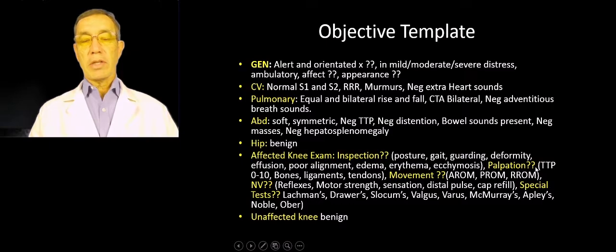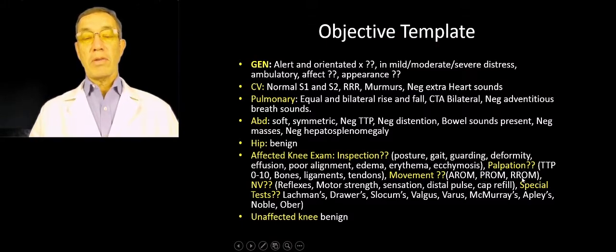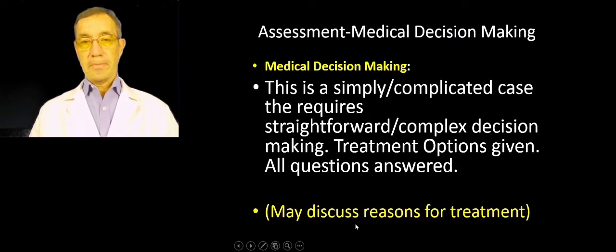And on palpation, is there tenderness to palpation? Is it in the bones, ligaments, or tendons? How is their active range of motion, their passive range of motion, their resisted range of motion? How are their reflexes, sensation, capillary refill, neurovascularly intact? And then there's special tests such as the Lachman, the anterior or posterior drawers, Slocum's, varus or valgus laxity or tenderness, McMurray's, Apley's, Noble, and Ober test.